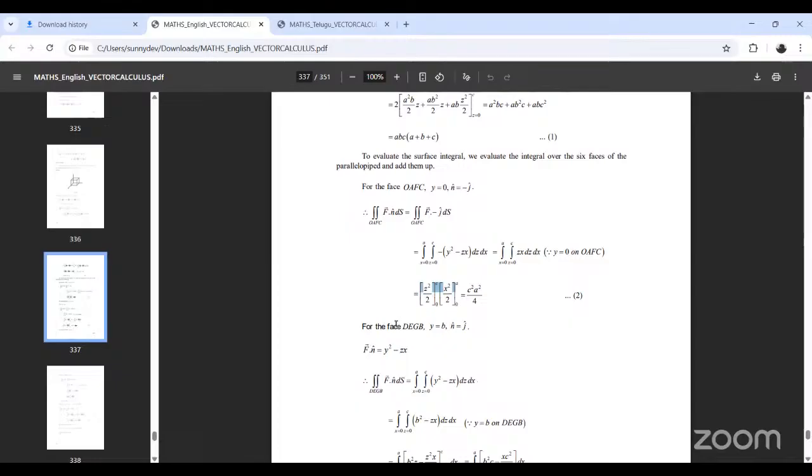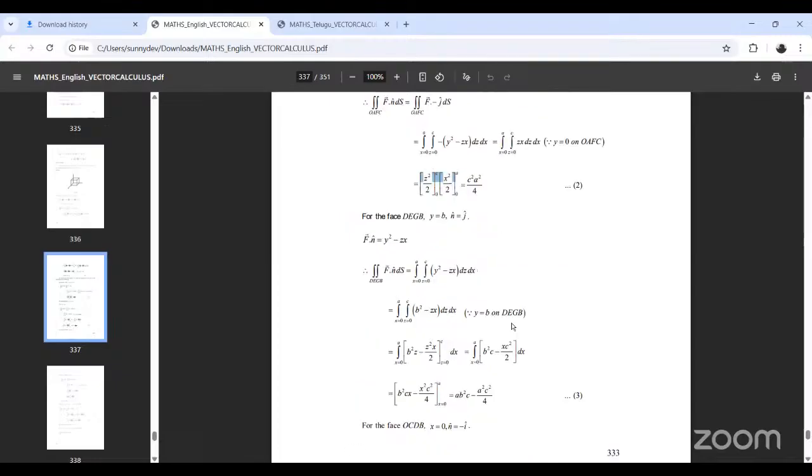Now come to DEGB. In DEGB, y equals b, then dy also becomes 0. Why? Because y equals b, a constant, and the derivative of a constant is 0. So dy becomes 0. Then we are getting these things.